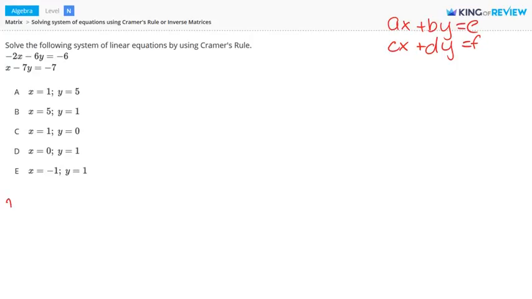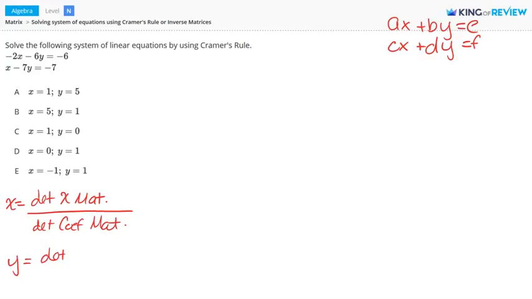Cramer's rule states that x is equal to the determinant of the x matrix divided by the determinant of the coefficient matrix. And y is equal to the determinant of the y matrix divided by the determinant of the coefficient matrix.